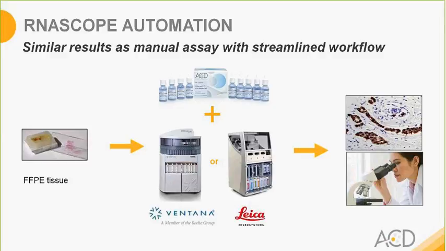At the present, automation is only available on the Ventana and Leica research platforms, the Ventana Discovery as well as the Leica RX systems. But in the latter part of this year, select RNAscope assays will actually be available on Leica's clinical platform, the Bond 3 system.